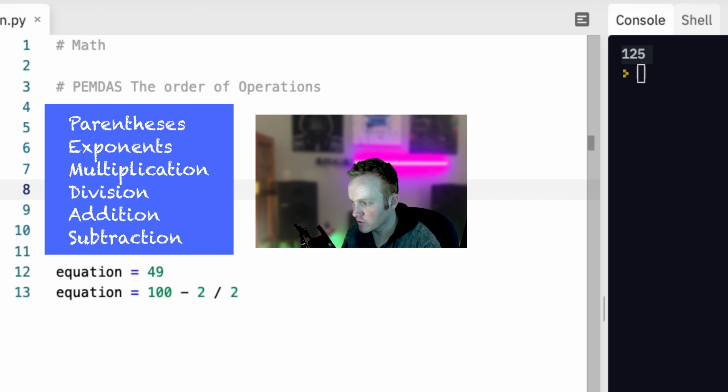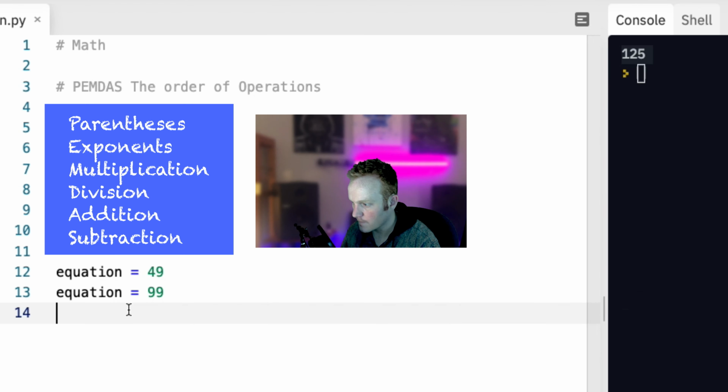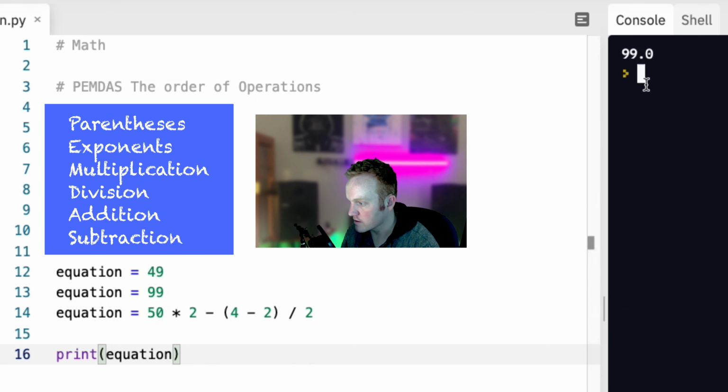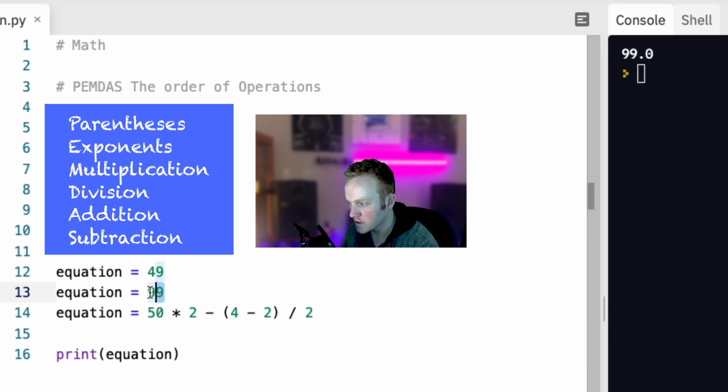Next, it says to do division. 2 divided by 2 is 1. We don't have any addition, so we'll skip that. Now do subtraction. 100 minus 1, which is 99. You can see that doing it from left to right gave us 49, and doing it the order of operations way gives us 99. That is a huge difference. Let's do this equation again, but this time we'll let our computer run it. So let's print equation, and let's see what it comes out with. It gives us 99. So what this proves is that your compiler actually does PEMDAS for you.